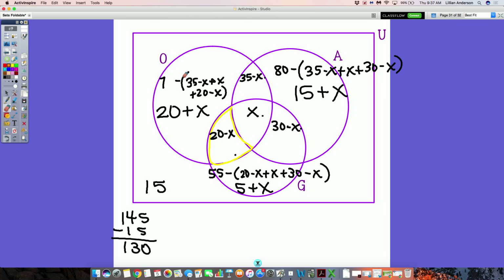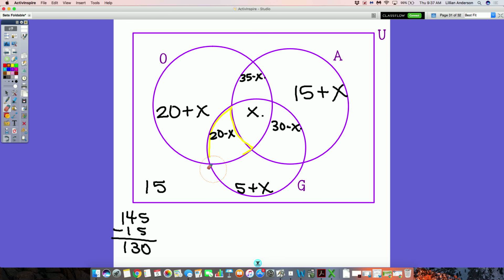So I'm just going to get rid of this real quick. No, you want to leave it on there. I made a second circle. Oh, you can do that too.